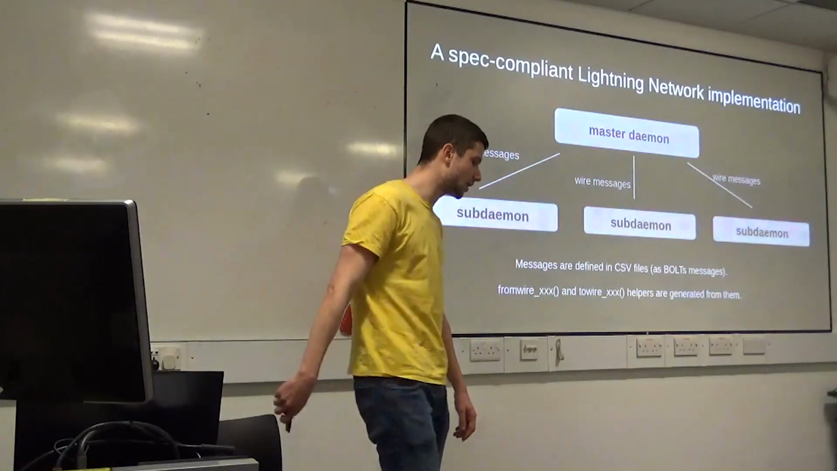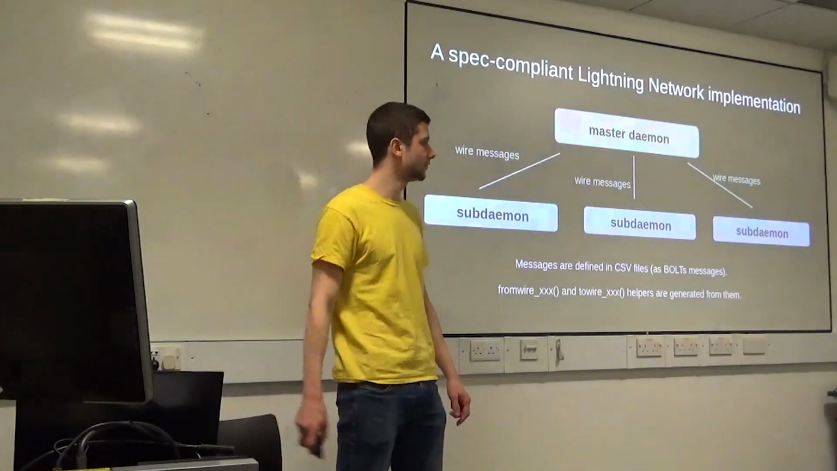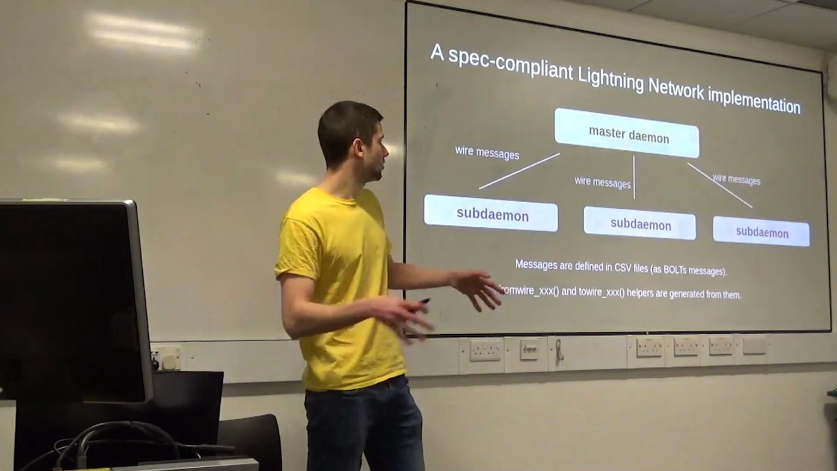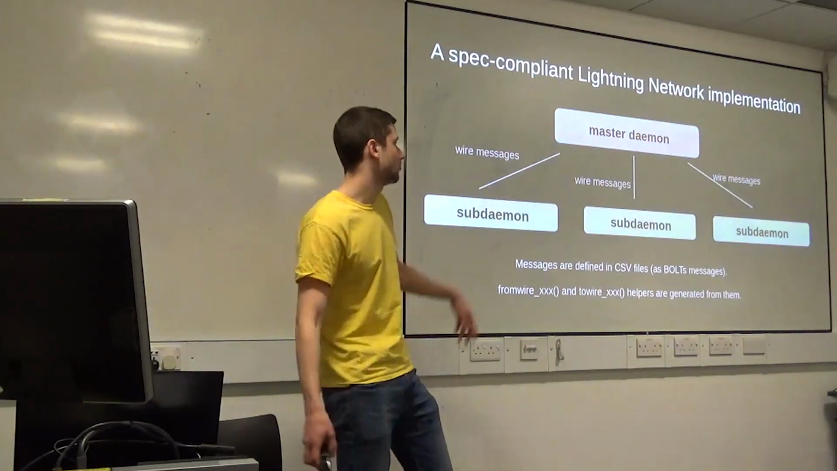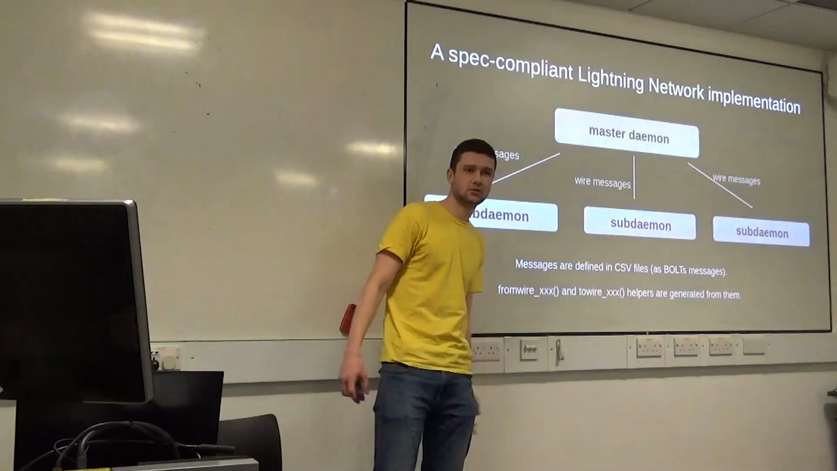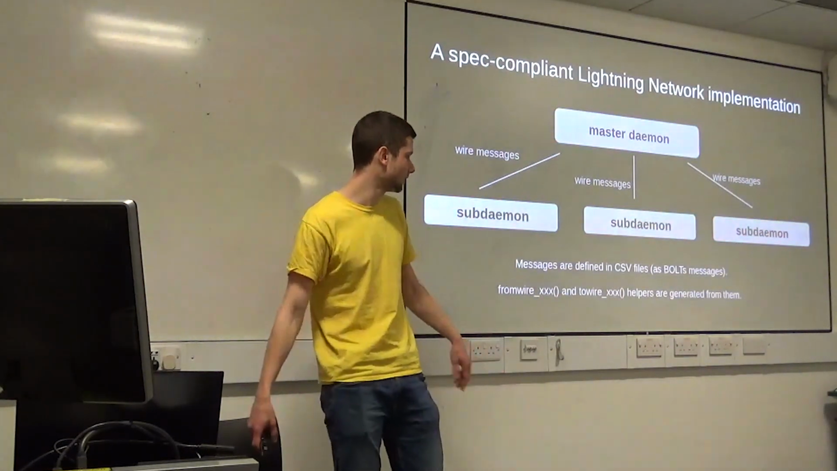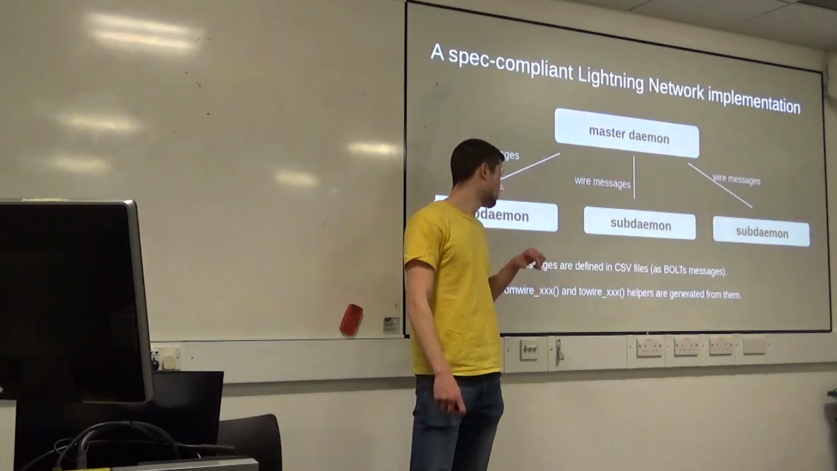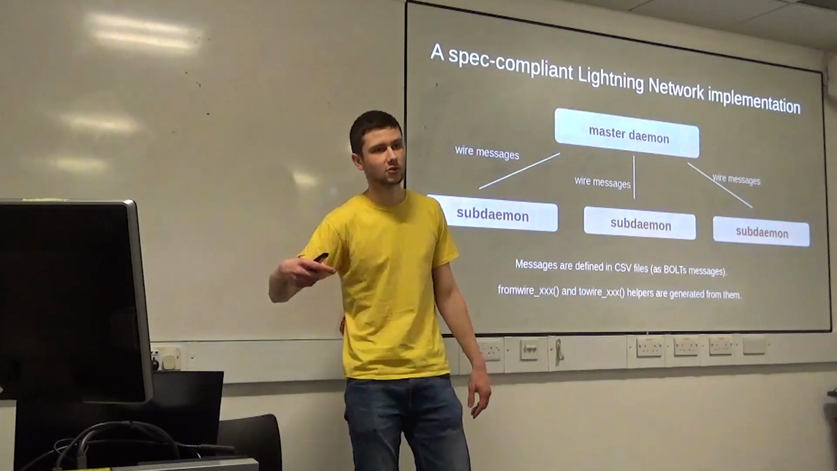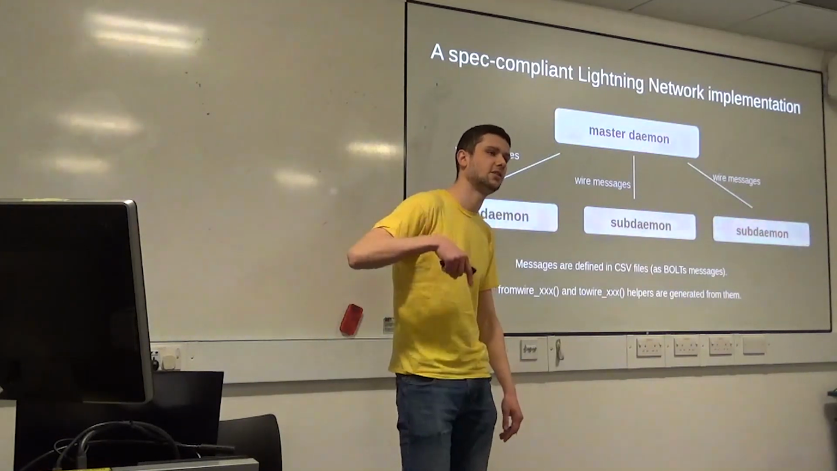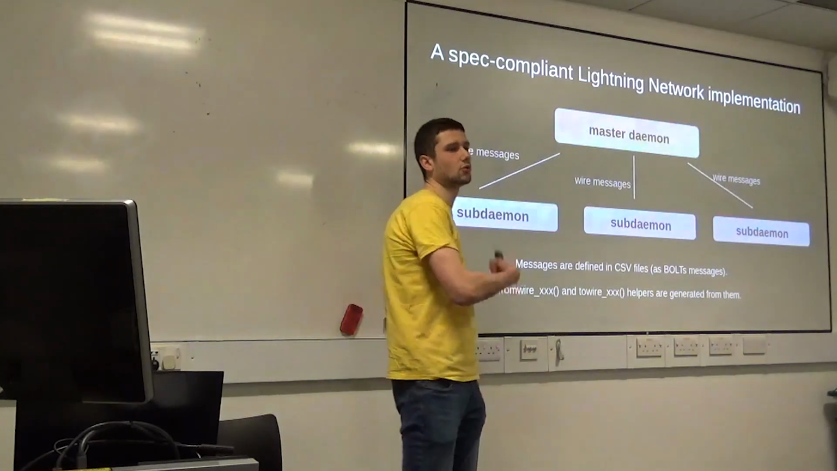C-Lightning is a Lightning Network client and follows the Lightning Network specification. It's separated into multiple processes called daemons. There is a master daemon and multiple sub-daemons which talk to each other using wire messages. These wire messages are defined in CSV files. So in the source directory there is a folder per subdaemon, and at the root of this folder there are the CSV files defining all the messages you can use to talk with this daemon.